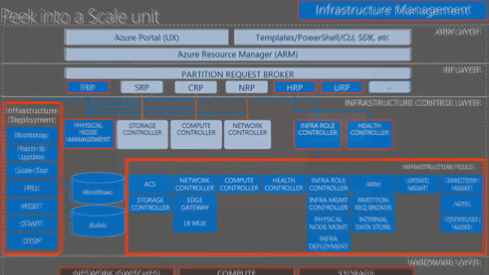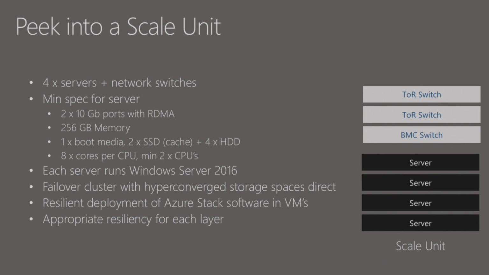And so if you want to go deeper into what this actually translates into a physical unit, right? As I showed you earlier, the smallest unit is 4 physical servers with 3 switches. And I've given you a brief idea of what the minimum spec for a server will look like. It's going to have 2 10-gig ports, right? Most partners will just end up picking 1 physical NIC with 2 ports, right? Minimum requirement is 256 gigs of memory, a minimum of 8 cores, and a minimum of 2 CPU sockets, right?